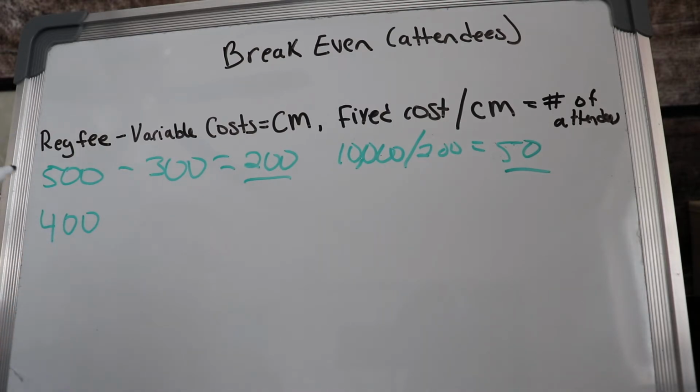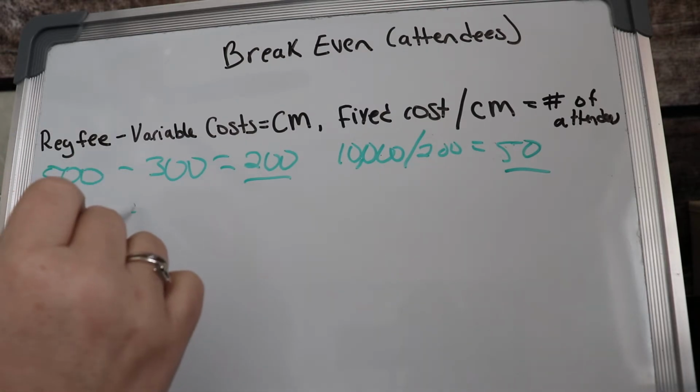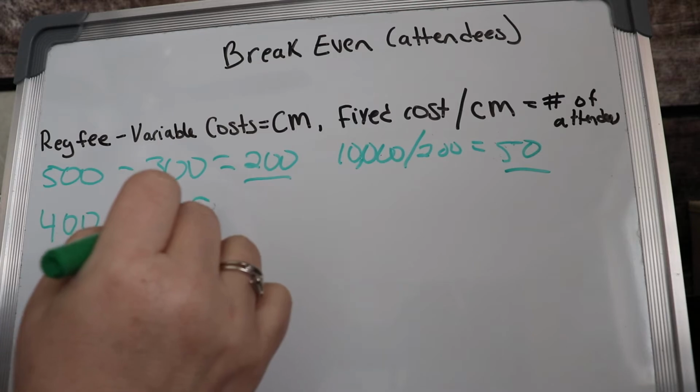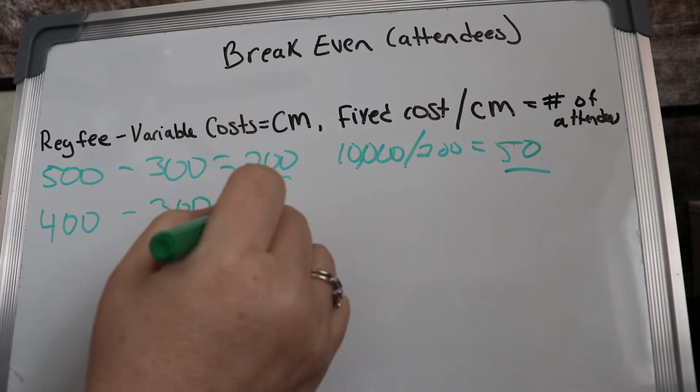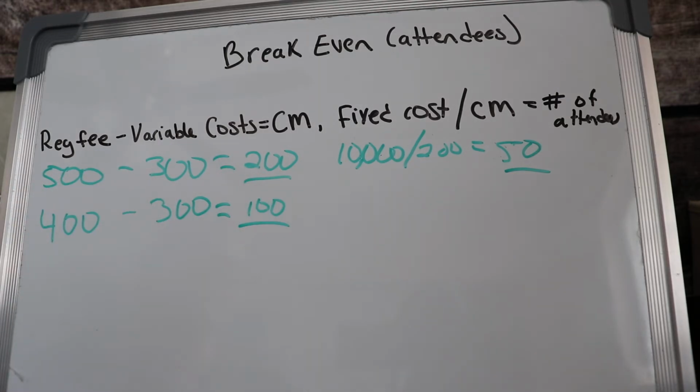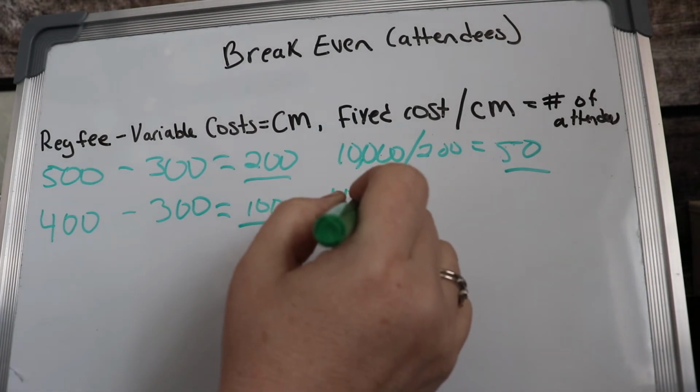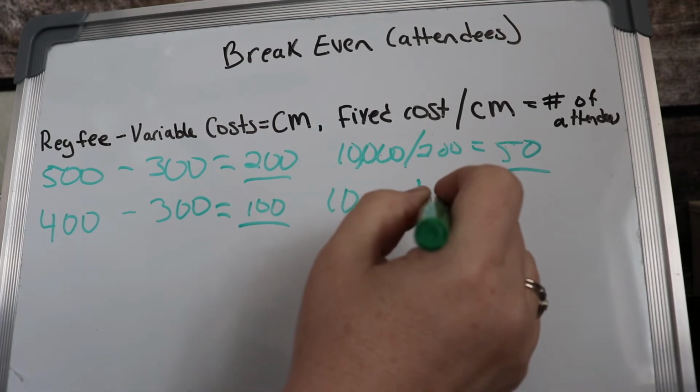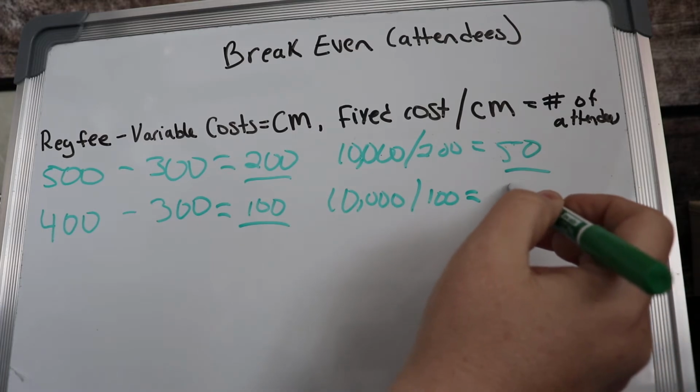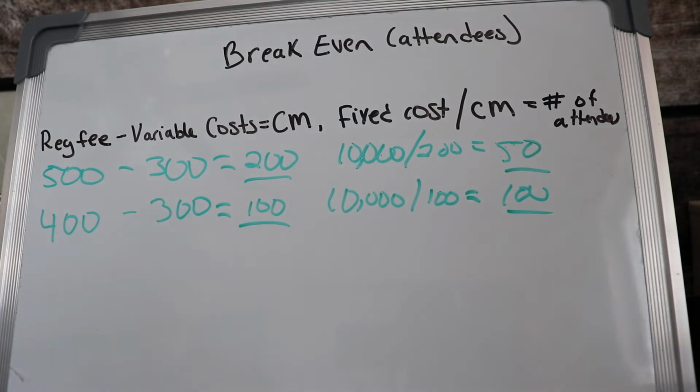Okay, so now our reg fee is 400. We'll leave variable cost the same at 300. So now our contribution margin is 100. We'll leave fixed cost the same at 10,000. Now we're going to divide that by 100, and that gives you 100. So if we were to lower our registration fee by $100, bringing it down to 400, we would have to double the amount of attendees in order to break even.